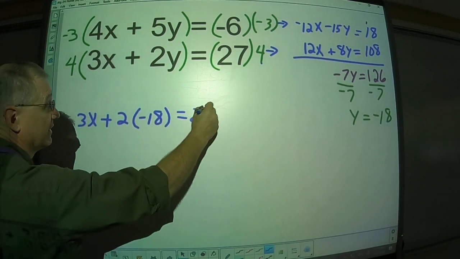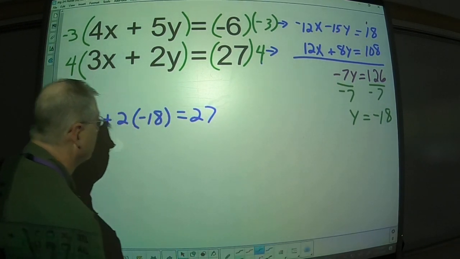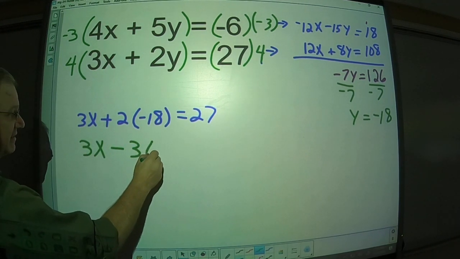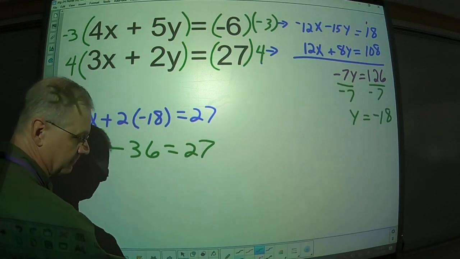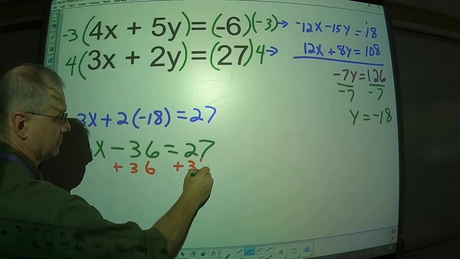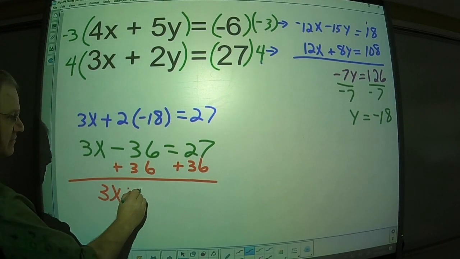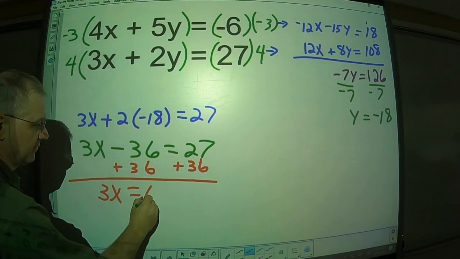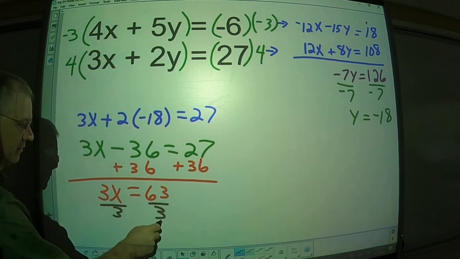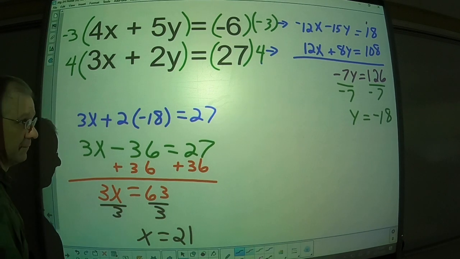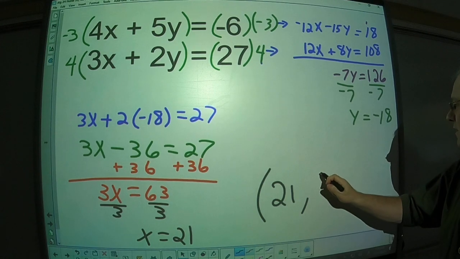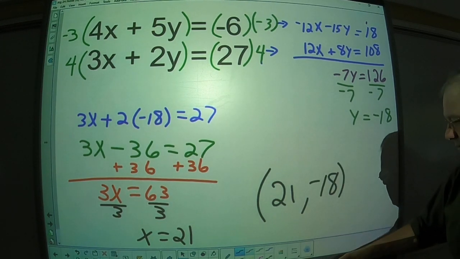18 equals 27. All right, 3x minus 36 equals 27. I'm going to add 36 to both sides. 3x equals 63. And then I divide by 3. X is 21. All right, so my final answer, 21, negative 18.